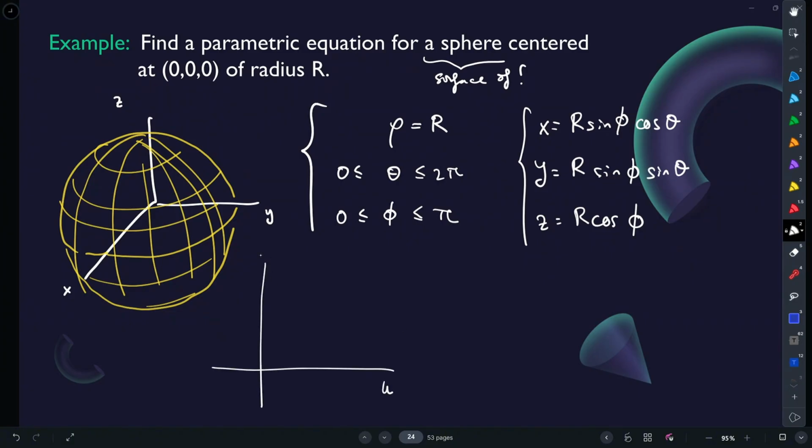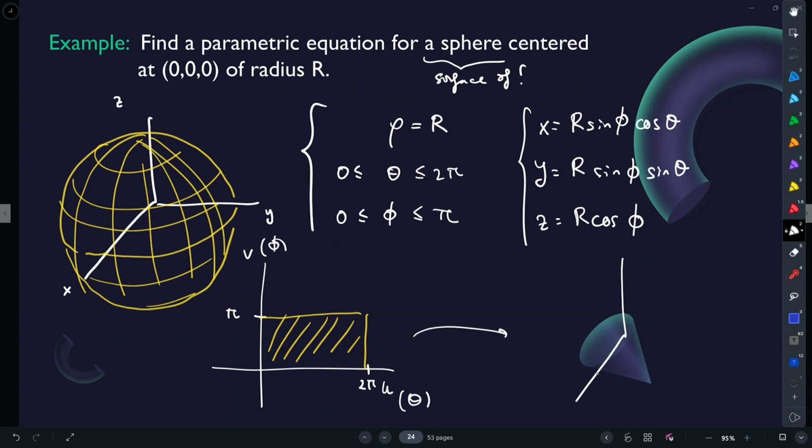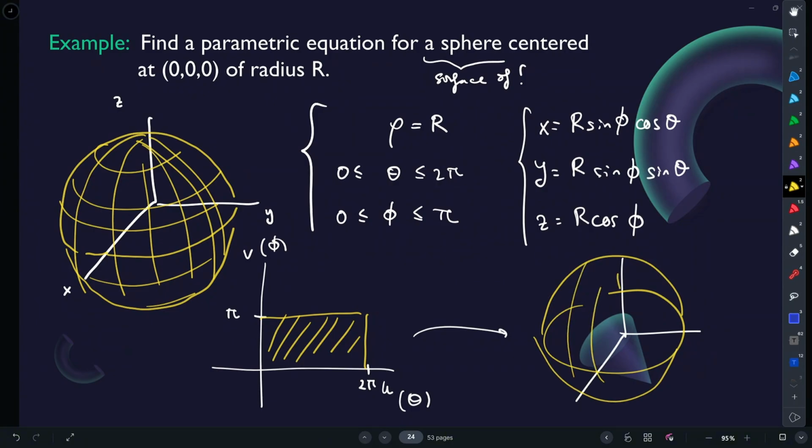I'm going to call it u and v, where u is theta in this guise, and v is phi in this guise. If you want to call your variables theta and phi, that's fine, but I just want to put it like we did for every other one. And now u is going up to 2 pi, and v is going up to pi. So it is this parameter space, and this parameter space is going to parameterize for me an entire sphere of radius r.